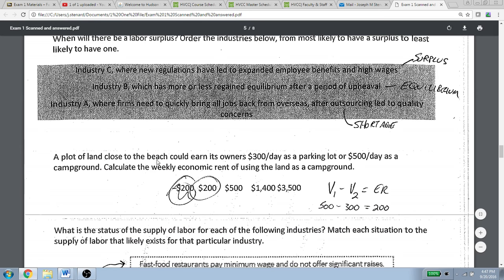A plot of land close to the beach could earn its owners $300 a day as a parking lot or $500 a day as a campground. Calculate the weekly economic rent of using the land as a campground. So the formula for economic rent is take the highest and best use, value 1, subtract the second best use, value 2, and that gives you your economic rent. $500 that you make minus the $300 that you could be making gives you your economic rent of $200.